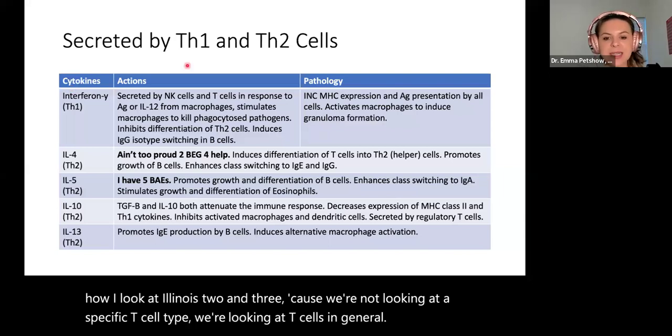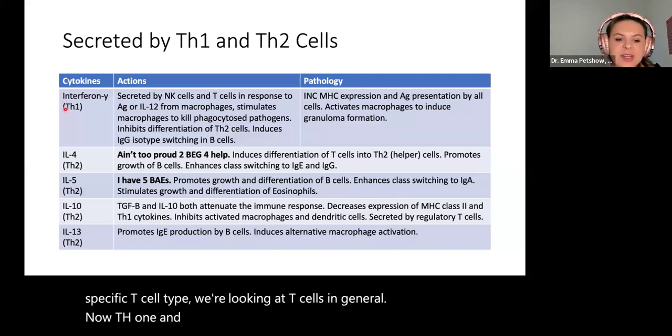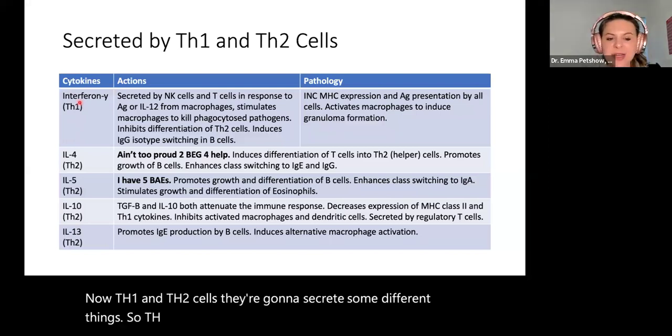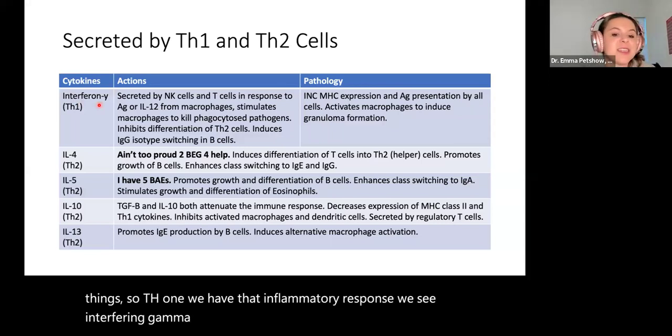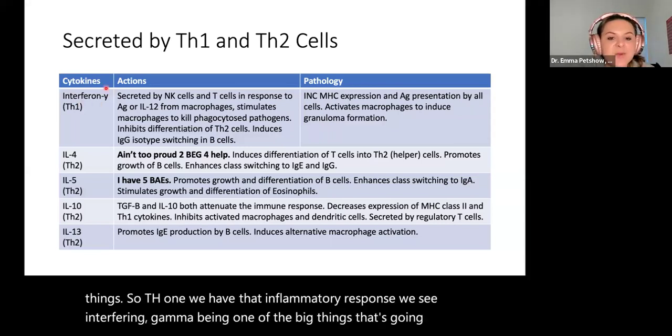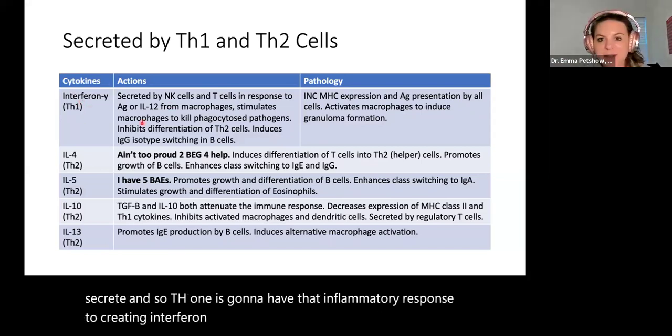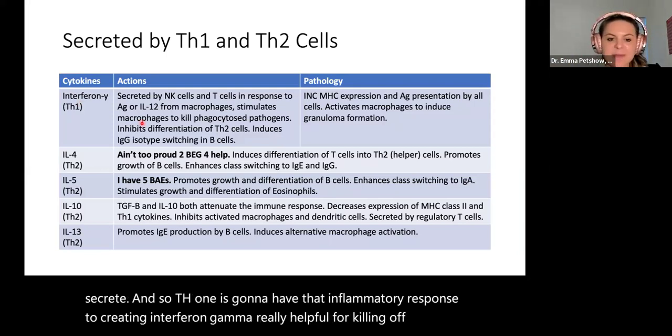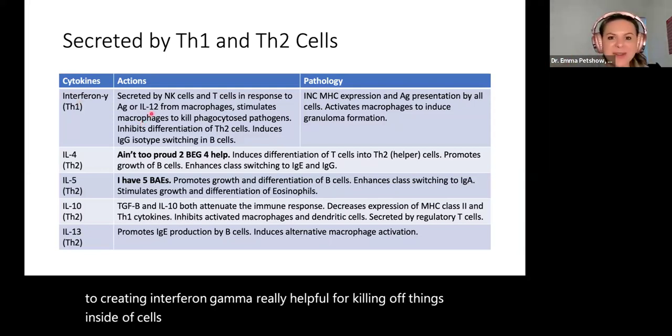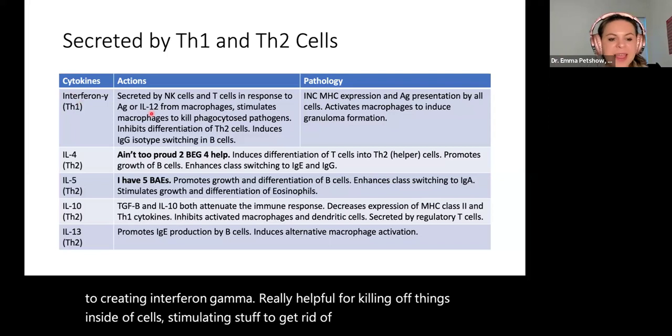Now, Th1 and Th2 cells, they're going to secrete some different things. So Th1, we have that inflammatory response. We see interferon gamma being one of the big things that it's going to secrete. And so Th1 is going to have that inflammatory response, secreting interferon gamma, really helpful for killing off things inside of cells, stimulating stuff to get rid of stuff that's inside of a cell.